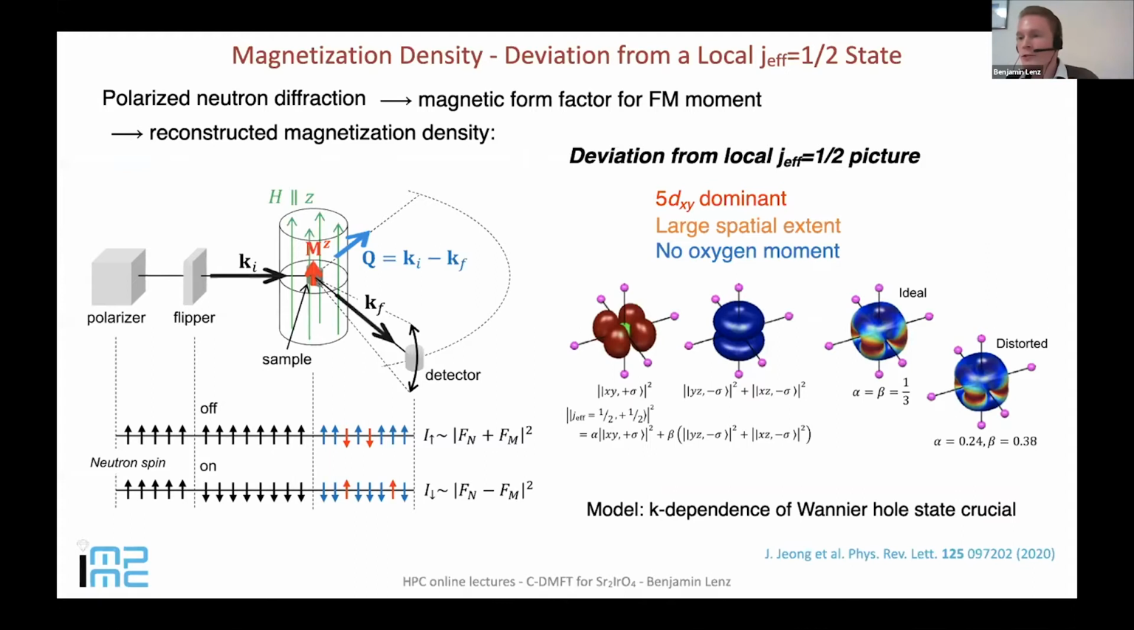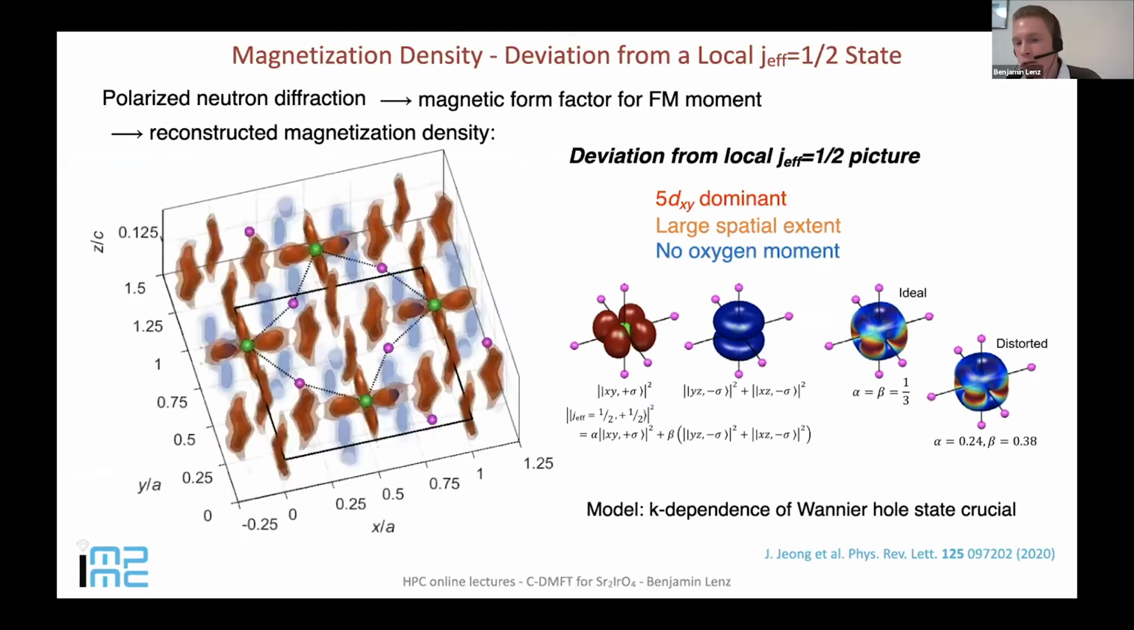If you do this, which takes a lot of time, you have to measure 180 Bragg points in order to reconstruct the magnetization density that I show here. You observe that it is actually counterintuitive to a local J-effective 1/2 picture, in the sense that around the green points, which are the iridium atoms, the magnetization density has a d_xy shape and not the isotropic shape that I show on the right, which would be the naive expectation from a very local J-effective 1/2 orbital.